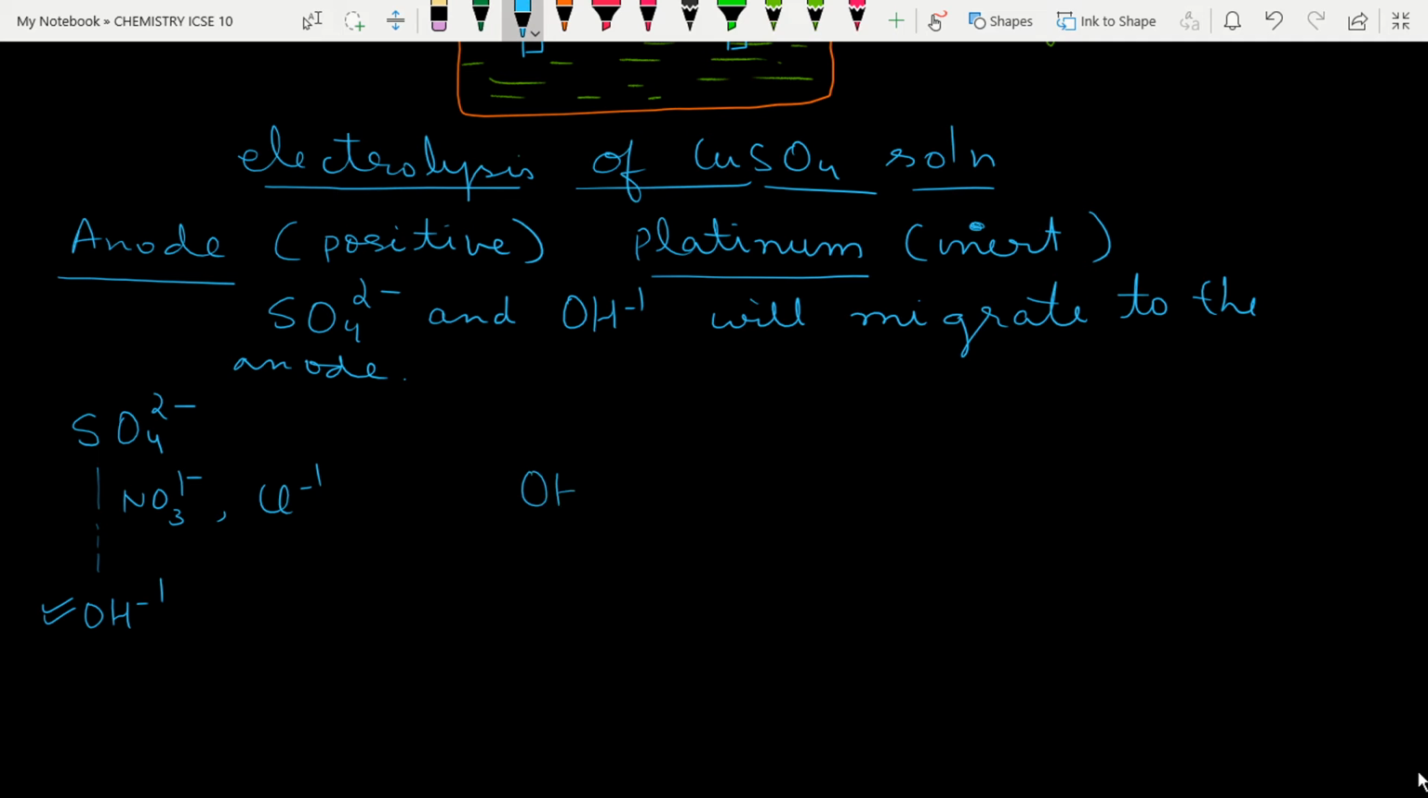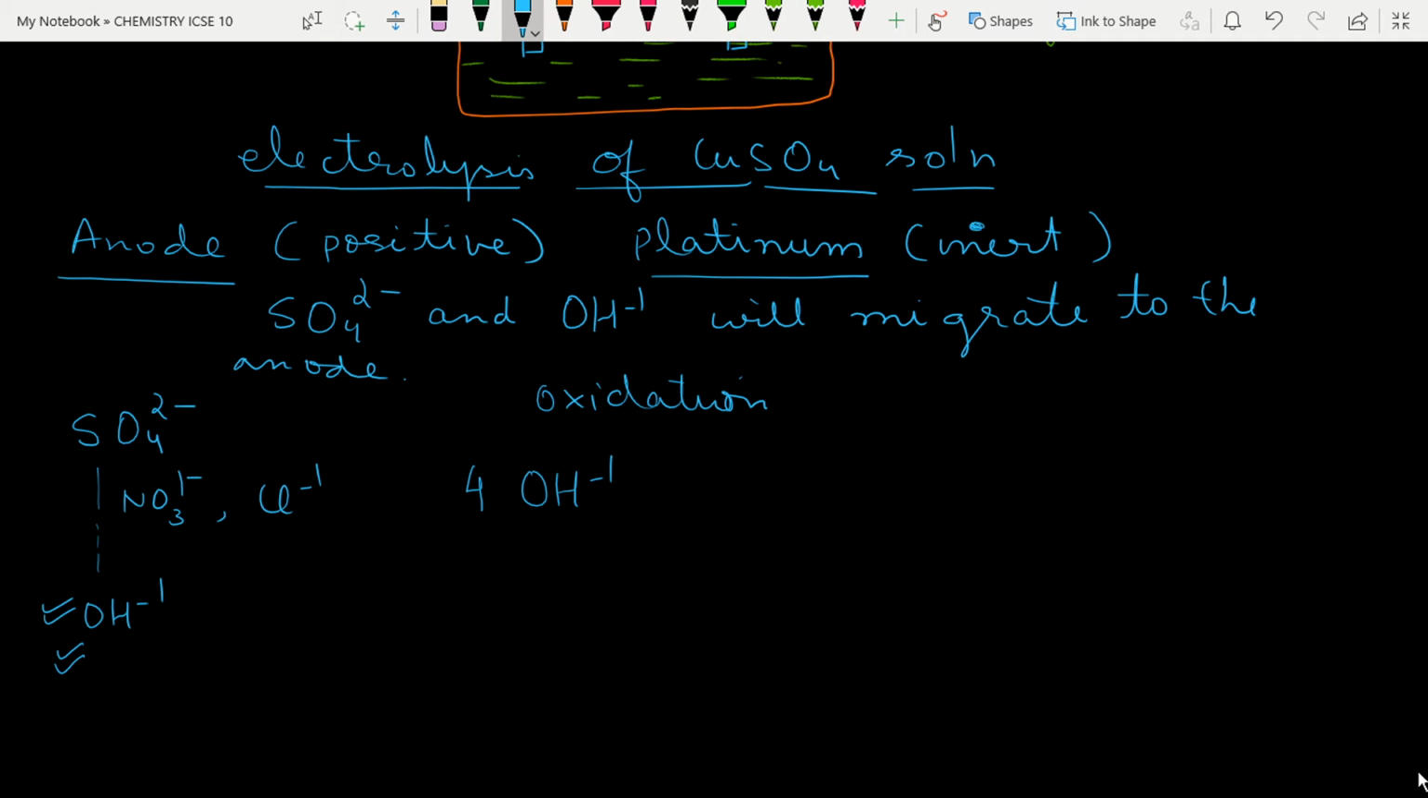So this is in the lowest of the series. So OH- will be oxidized first. Anode is the place where oxidation takes place. So let us see oxidation, and in this oxidation this will be given the preference because it is the lowest in the activity series of the negative radicals. So let us quickly learn this.